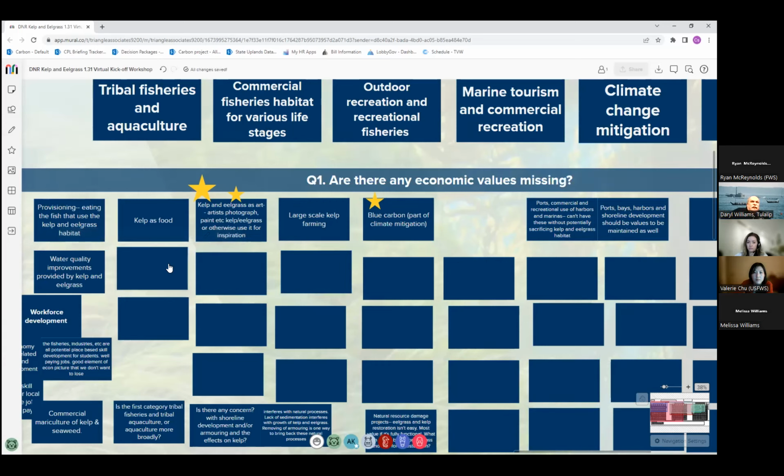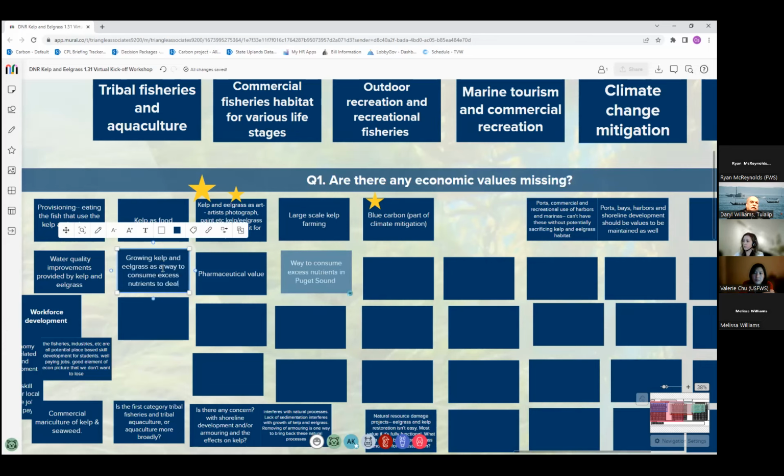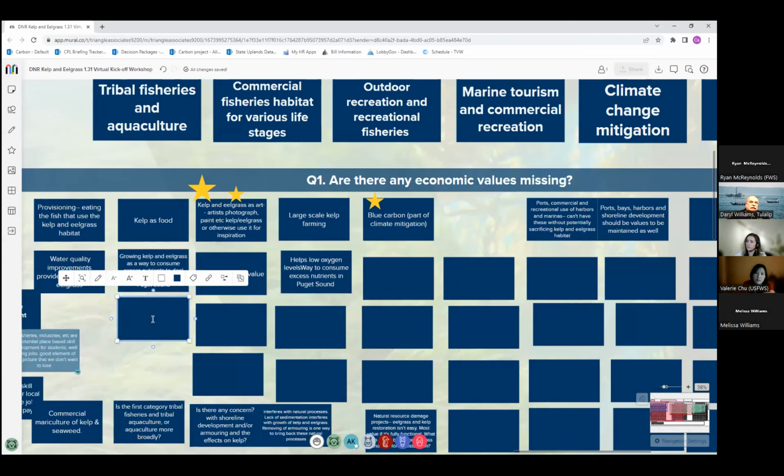Yeah, thank you. We've been interested in growing kelp and eelgrass as a way of trying to consume the excess nutrients in some of our areas in central Puget Sound, to try to deal with some of the low oxygen levels we have. And in order to really do this long term, besides dealing with the overloading of nutrients, we also want to use it to try to consume carbon to try to reduce the acidification within Puget Sound.